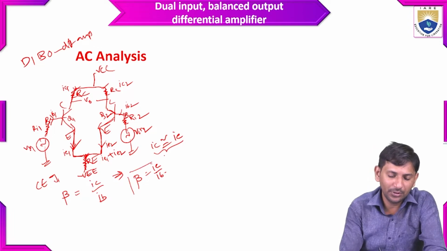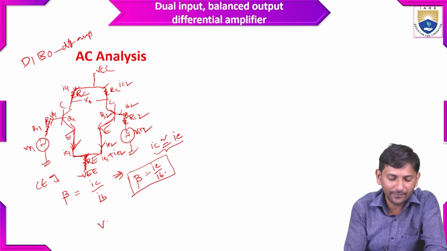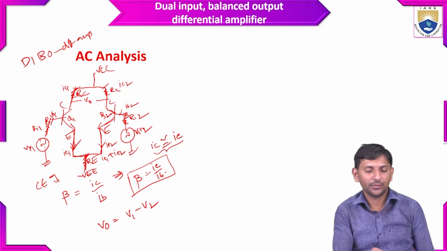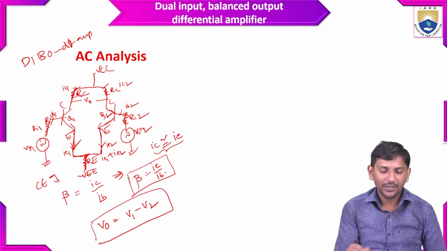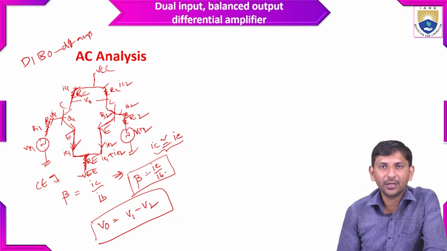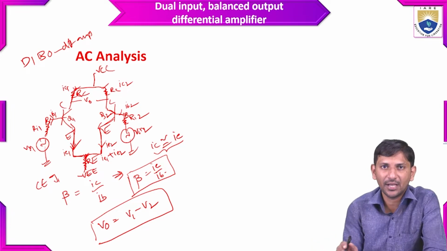Okay, so this is one. And what is the output? The output becomes V0 is equal to V1 minus V2. So by using these prerequisites, we are going to derive an expression for gain by doing the DC analysis of your dual input balanced output differential amplifier.